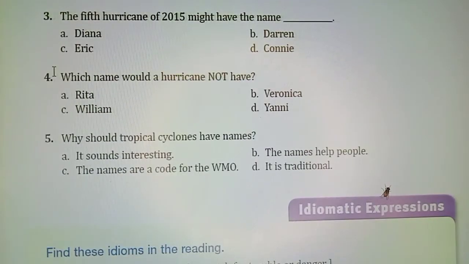The next one, number four. Which name would a hurricane not have? The letter A, Rita. The letter B, Veronica. The letter C, William. The letter D, Yanni. Yeah, the letter D is the best answer for number four. Which name would a hurricane not have? Yanni. That's right, because of the letter Y.